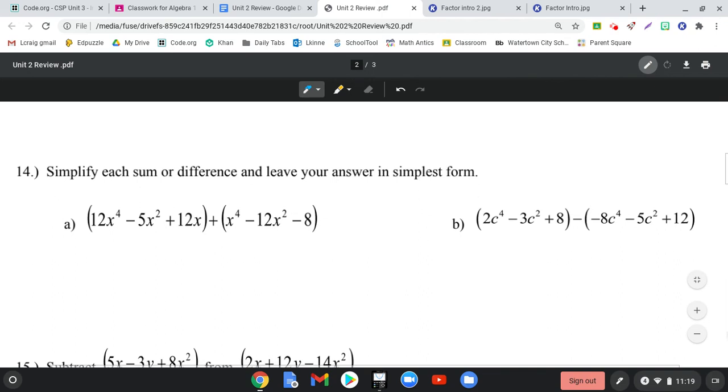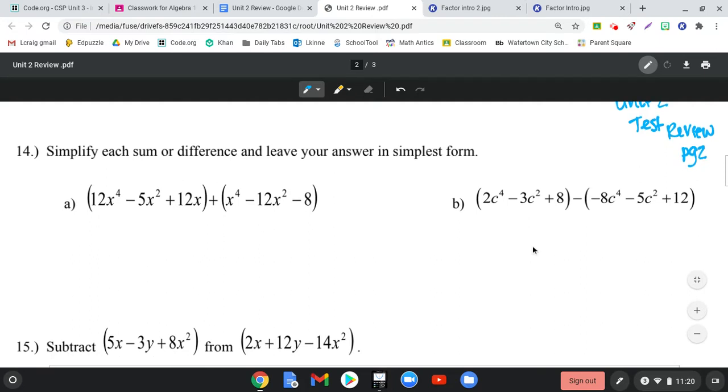Welcome back, everybody. This is page 2 of your test review for Unit 2. Again, we're on page 2. Okay, so the next part of the test is going to be just adding, subtracting, multiplying, and dividing.